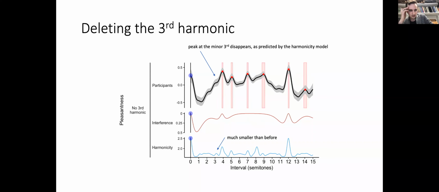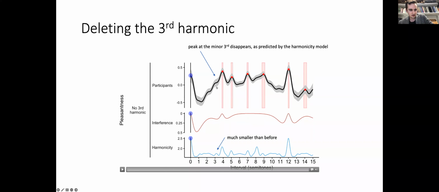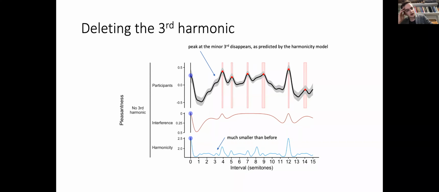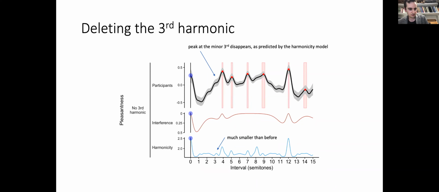But if we delete the 3rd harmonic, we notice something interesting, which is that the consonance peak at this minor 3rd disappears. So this was the original graph, and now this is the new graph. Interestingly, we do find that this elimination of the peak is predicted by the harmonicity model, which now has a much smaller peak than before in this location. This is where the minor 3rd is, at 3. See how the peak basically gets squashed by this manipulation. So let's have a listen to this earlier part of this profile. See if you can listen out for the minor 3rd.